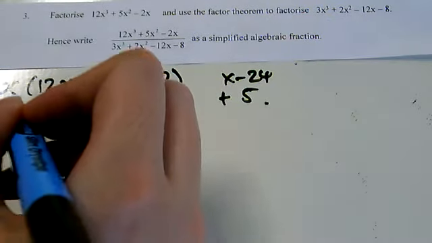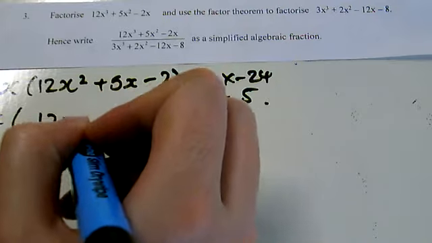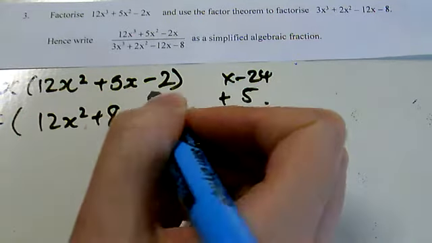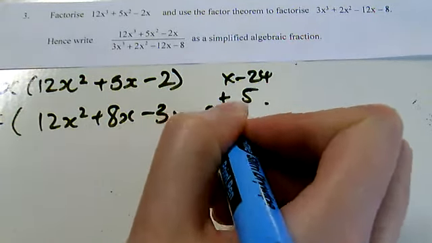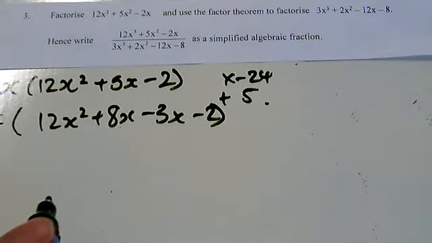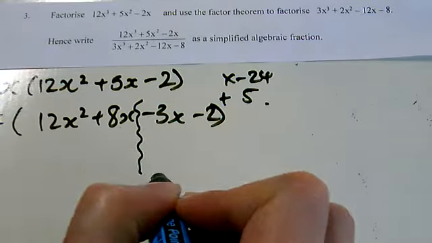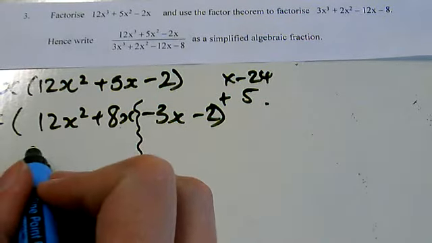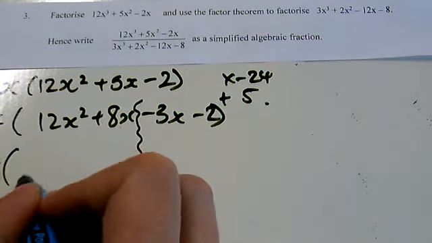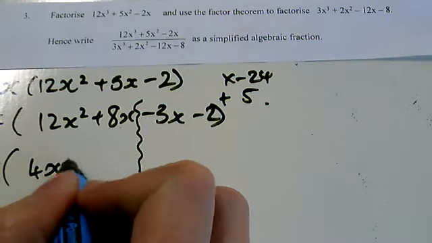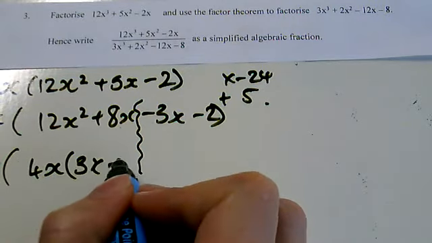So that's plus 8 and minus 3. So I've got 12x squared plus 8x minus 3x minus 2. You might have called this the in and out method or the wiggly worm method, depending. So popping in my wiggly worm, there we go. I'm going to factorise this bit on the left. So taking out a 4 and an x gives me 3x plus 2.